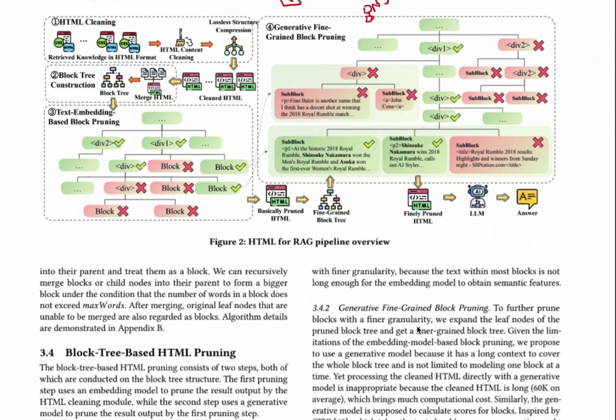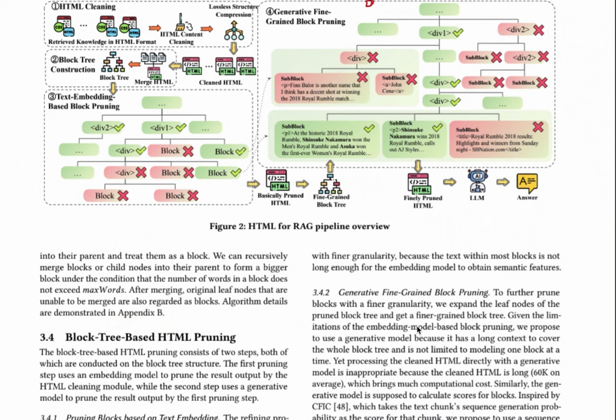They are saying we can recursively merge blocks or child nodes into the parent to form a bigger block, under the condition that the number of words in a block does not exceed max words. Obviously you can keep merging, even parent and child, if the similarity is good and you have the relevance there, but it should not exceed the max words. The algorithms are detailed in appendix B. We will talk about that at the end of the video.